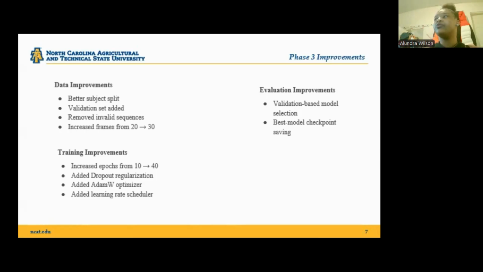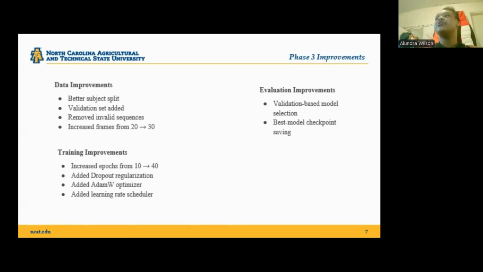Next, we improved the training process. We increased the number of epochs from 10 to 40 so the model had more time to converge. We added dropout regularization to reduce overfitting and switched from the Adam optimizer to AdamW, which provided better weight regularization and training stability. We also implemented a learning rate scheduler so the learning rate could gradually decrease during training, helping the model fine-tune its parameters more effectively over time.